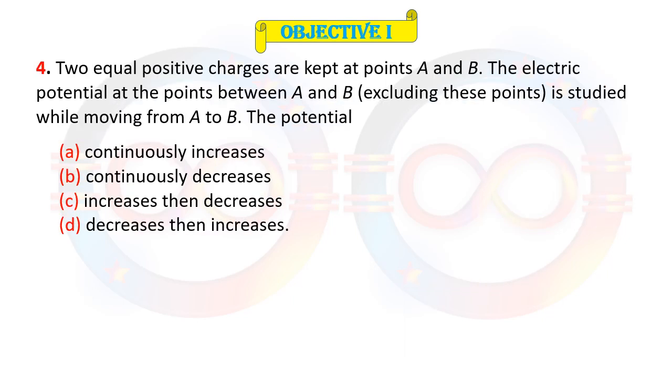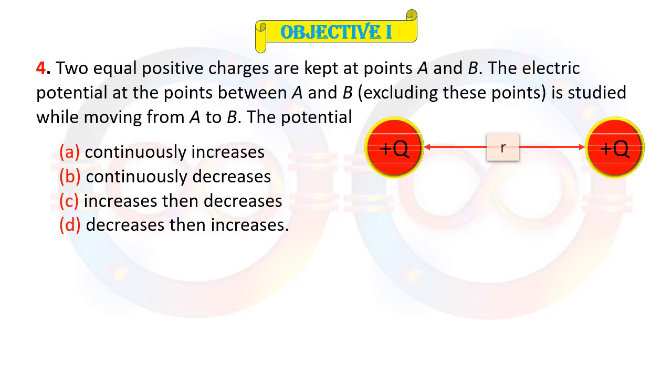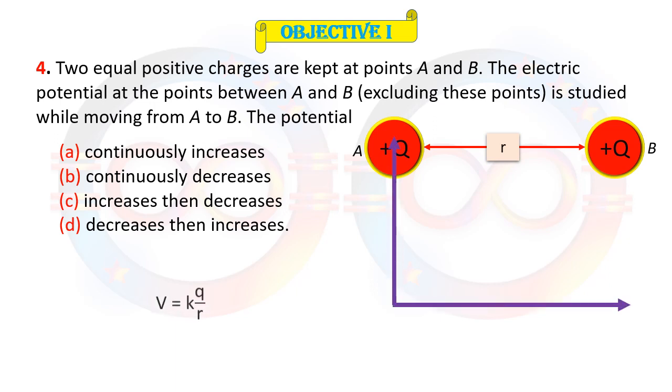Question number 4. Two equal positive charges are kept at a distance, at A and B. The electric potential at points between A and B, excluding these points, is studied while moving from A to B. Actually, in this question we have to find what would happen to the potential of the system as we move from A to B. As we know, the formula of the potential is nothing but kq upon r. It means V is inversely proportional to r.